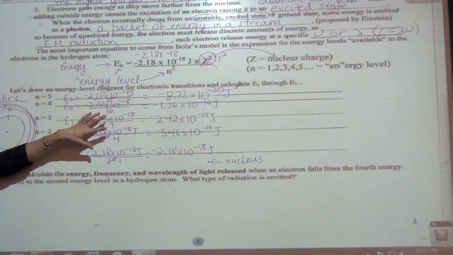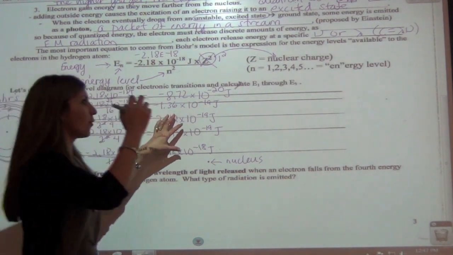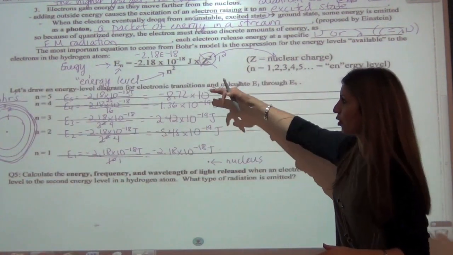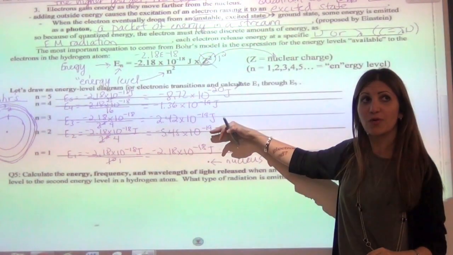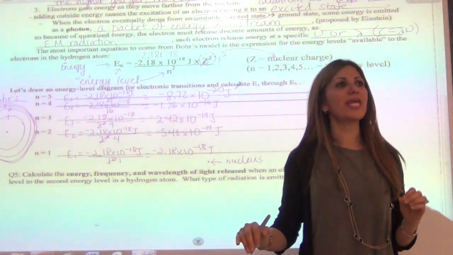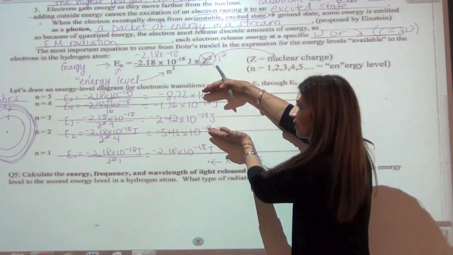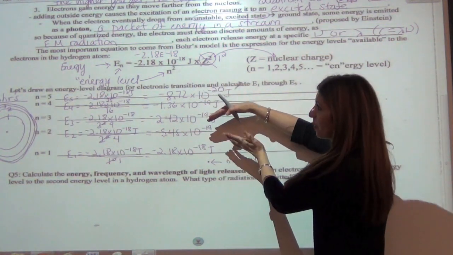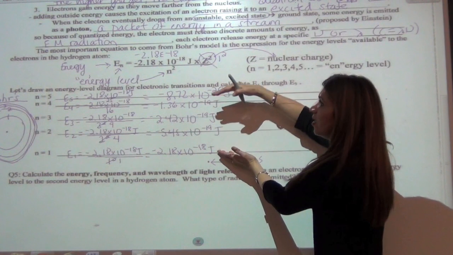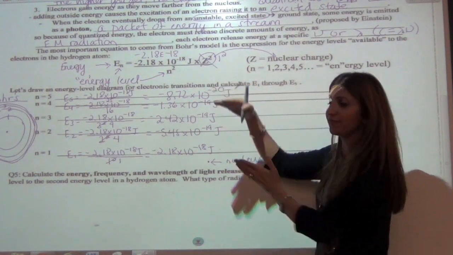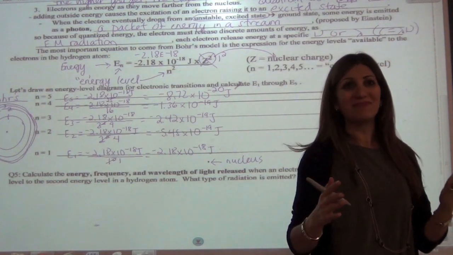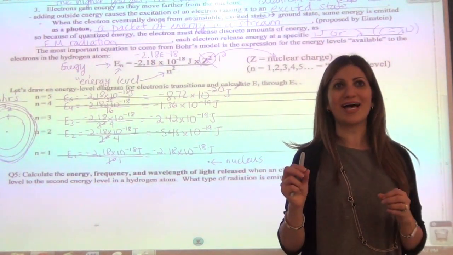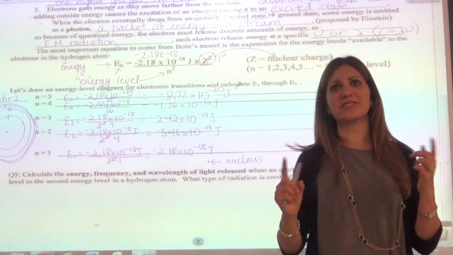Awesome. Okay. So what we're doing here, I'm going to tell you, is we're going to see what happens when the electron falls between levels. And so what we're going to need is the change in energy between two levels. So we're either going to go from 1 to 3, or 3 to 1, or 5 to 2, or 2 to 5. The difference is the same. The only difference between them is your sign.